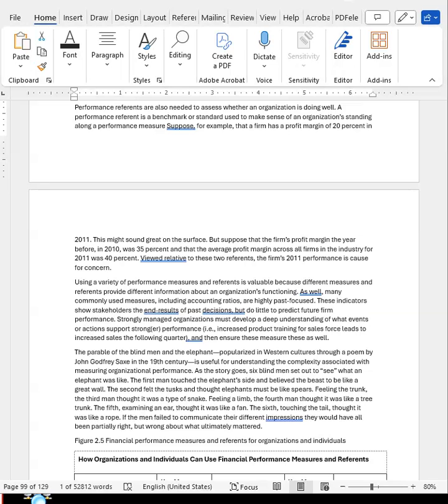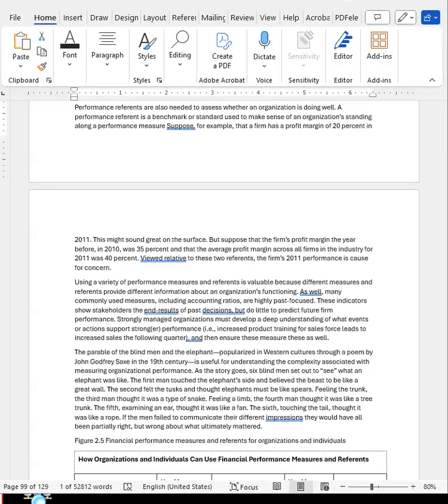A performance referent is a benchmark or standard used to make sense of an organization's standing along a performance measure. Suppose, for example, that a firm has a profit margin of 20% in 2011. This might sound great on the surface. But suppose that the firm's profit margin the year before, in 2010, was 35% and that the average profit margin across all firms in the industry for 2011 was 40%. Viewed relative to these two referents, the firm's 2011 performance is cause for concern.